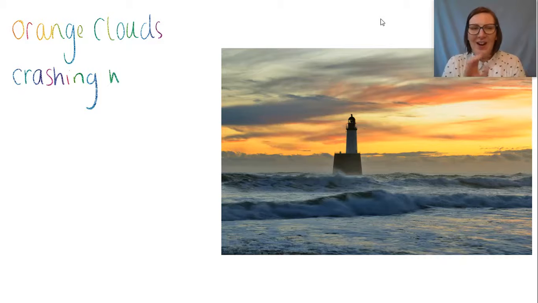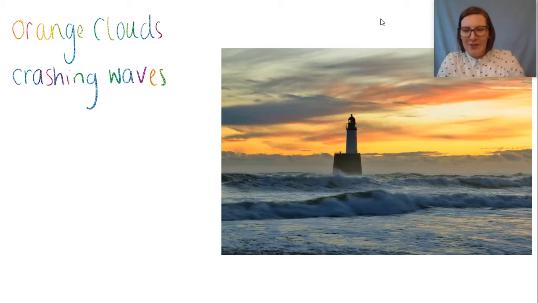Crashing waves. I think that's a really good way to describe them because they keep falling over each other, tumbling and crashing over. Crashing waves. Let me have a look again. What else can I see? Oh, it's such a beautiful picture.